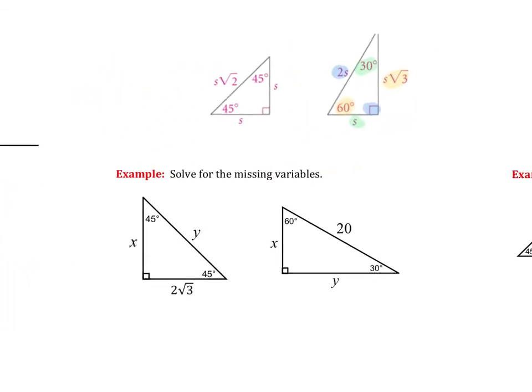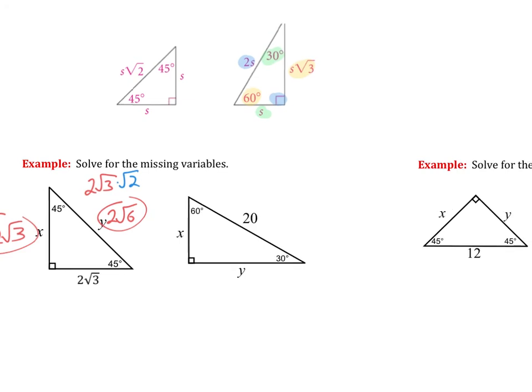For the first one, I want to figure out what these missing side lengths are. It's a 45, 45, 90, so the two legs are going to be the same. So this other leg is also going to be 2 rad 3. Then to figure out that hypotenuse, I'm going to take the leg measure and tack on a rad 2. So I'm going to have 2 rad 3 times rad 2. Since these numbers are both underneath a radical, they can multiply together. That's going to give me 2 rad 6.